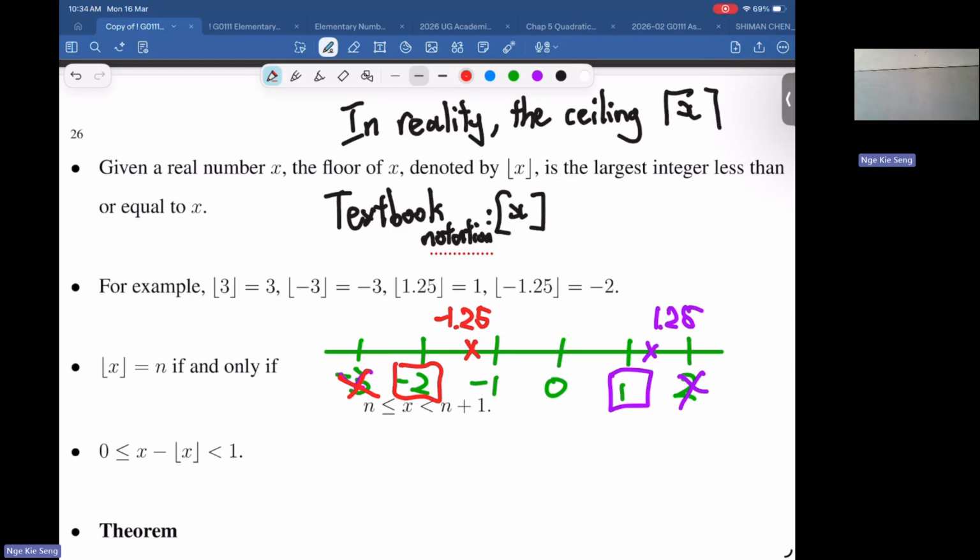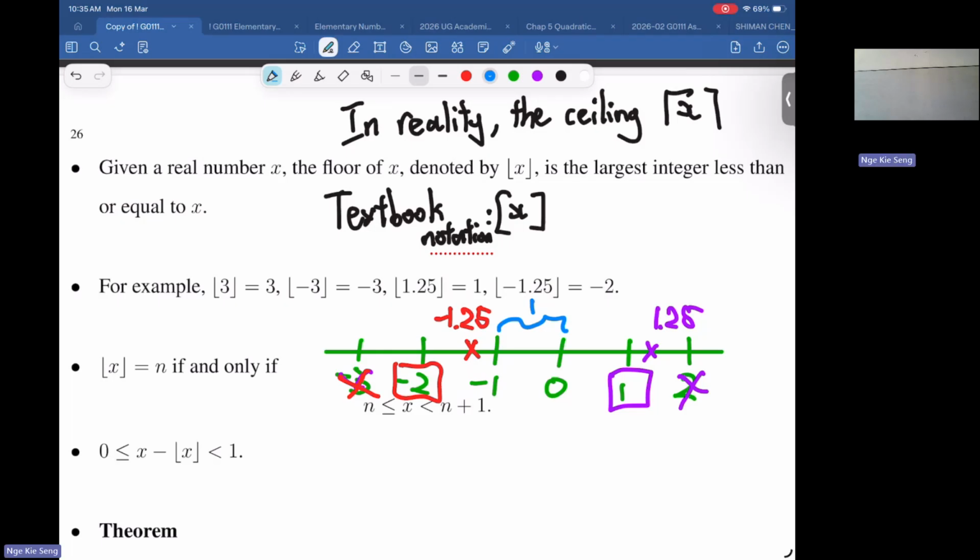This number line is exactly telling you the next statement: the floor of x is equal to n if and only if x is between n and n plus 1. In this case, -1.25 is between -2 and -2 plus 1, which is -1. So you pick the left-hand guy. And obviously, if you take x minus the floor of x, it should be between 0 and 1. Meaning the gap here is less than 1. Does it make sense?